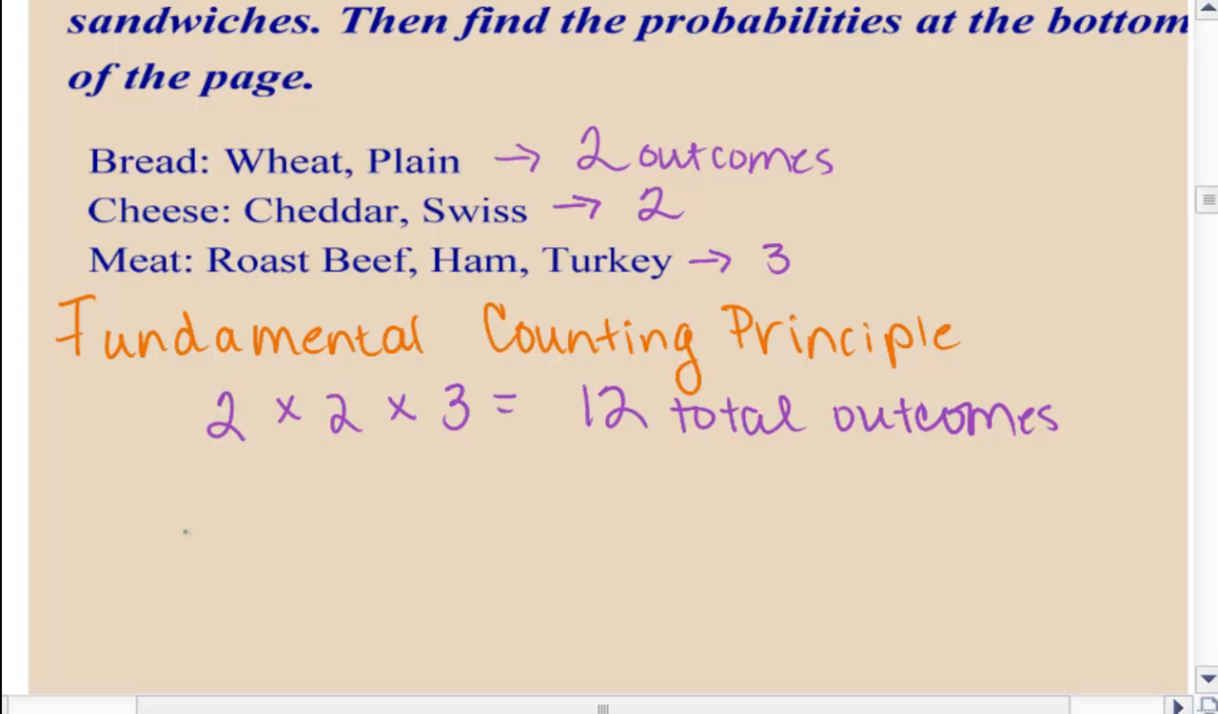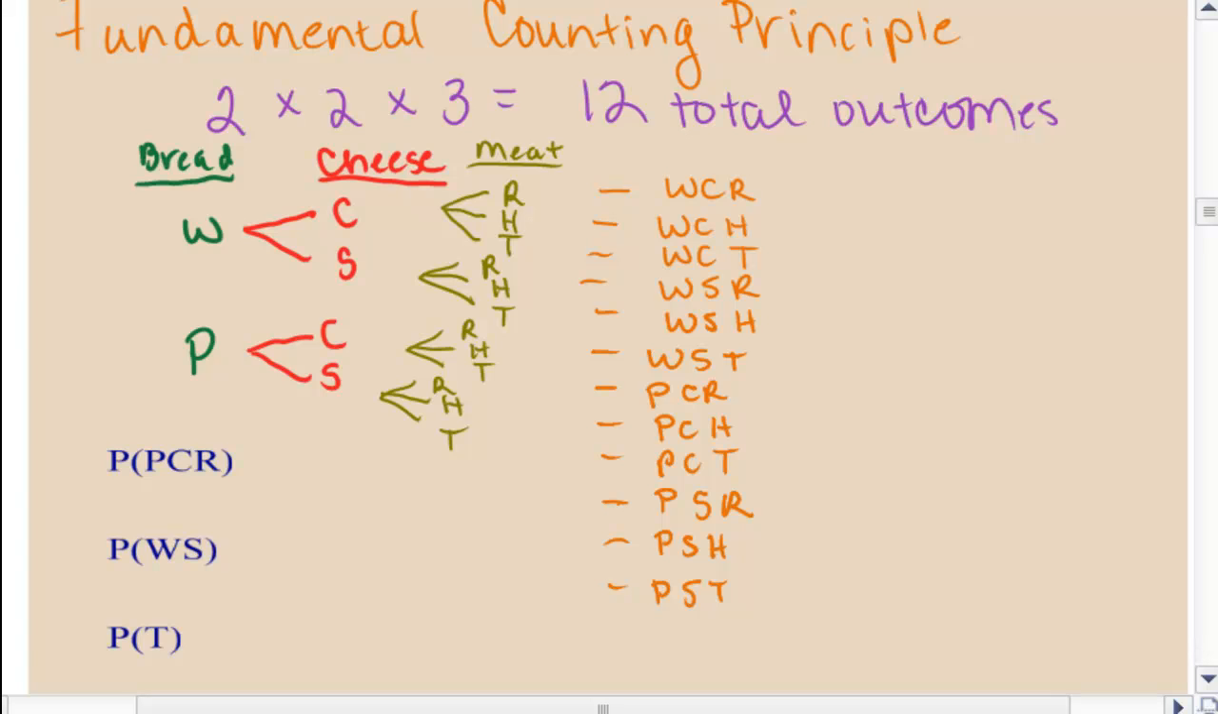So we're going to start out with bread, so we can have wheat or plain. And if it helps you, you can label each column, but you don't have to. They usually don't, but this kind of helps kids to get started. So see if you can complete the tree diagram from there, including listing all your outcomes.